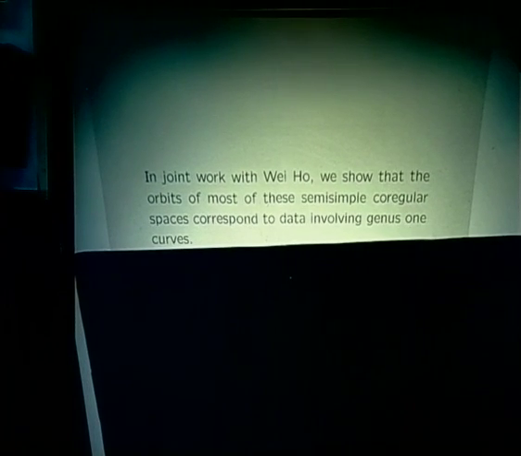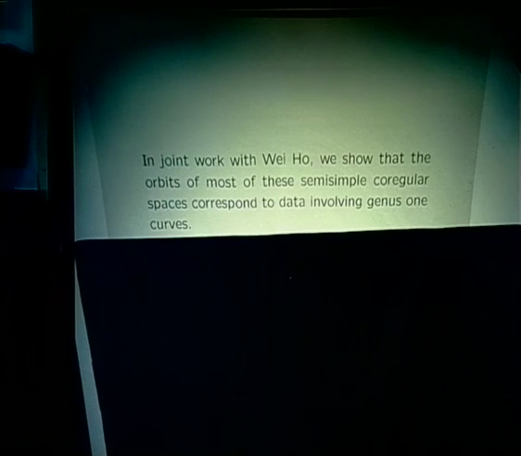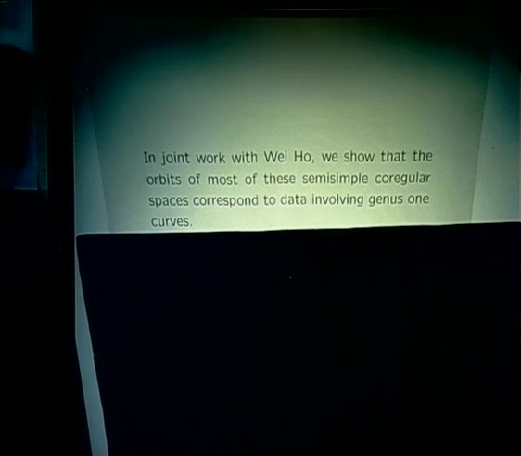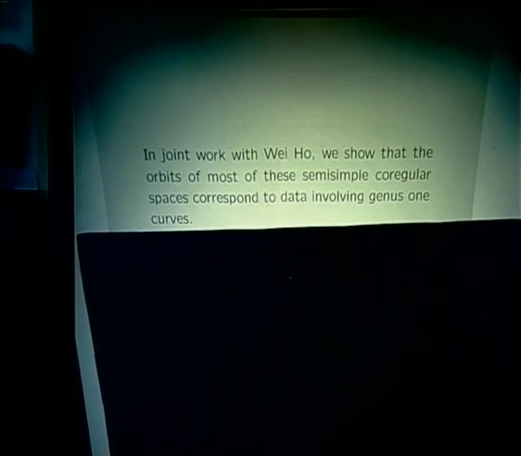And what we show is that for co-regular representations, most of these semi-simple co-regular representations that appear in Litterick's classification correspond to genus 1 curves and data involving genus 1 curves. For example, line bundles and points on the Jacobian and so on. And just like 2 by 2 by 2 cubes were sort of the mother of all primogenous vector spaces, it turns out all co-regular spaces have two mothers, or a mother and a father.